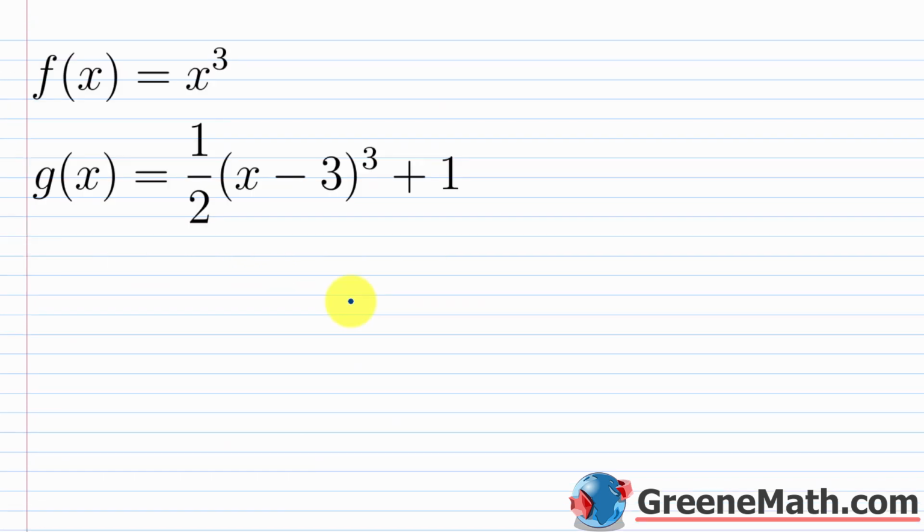Okay, let's look at an example where we're asked to graph something that's just a transformation of a basic monomial that we're used to working with. So we have something like f of x equals x cubed. We know what that graph looks like. And then we have g of x equals 1/2 times the quantity x minus 3 cubed plus 1. We have studied graphing transformations in great detail. This should not be something that you can't do at this point.